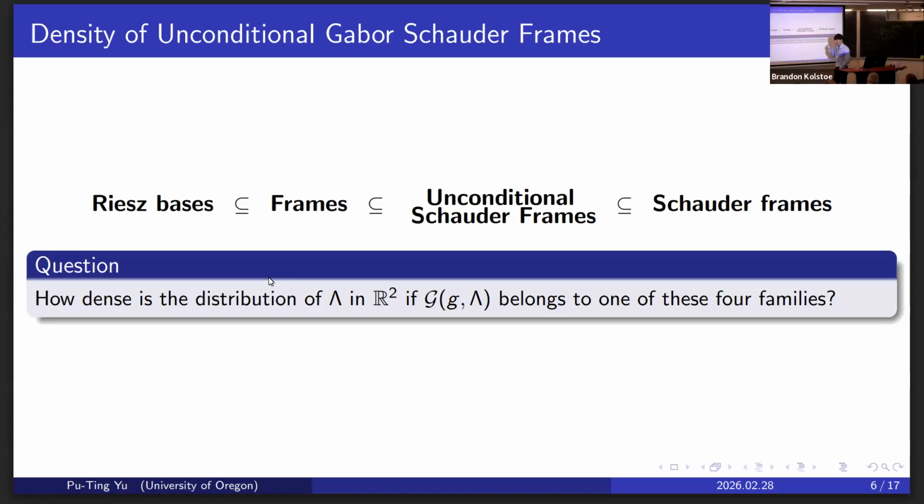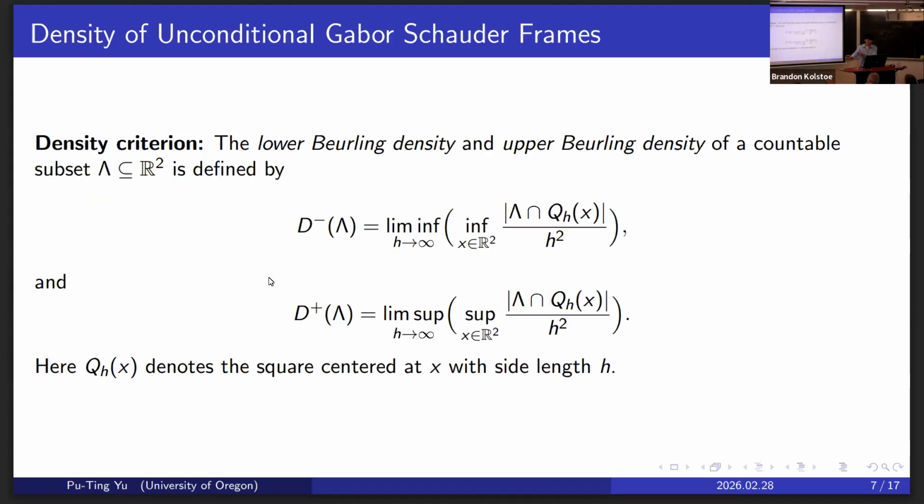But still, I haven't specified what my criterion is, for a density criterion, right? So now let me get to that point and show you what my density criterion is. The density criterion I'm going to use here is still the classic Beurling density notion. So the lower Beurling density and the upper Beurling density of a countable subset in R2 is defined by these two limits, where this notation Q_h(x) denotes the square centered at x with side length h.